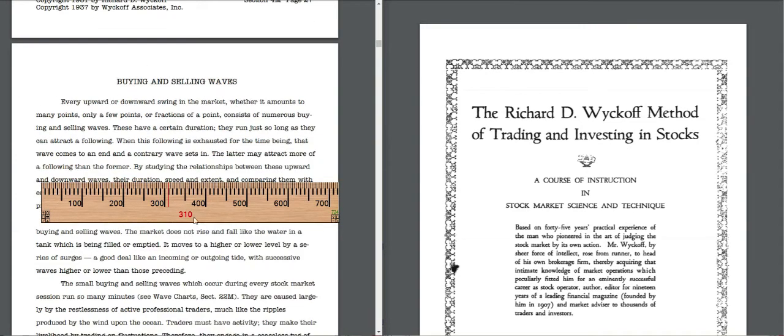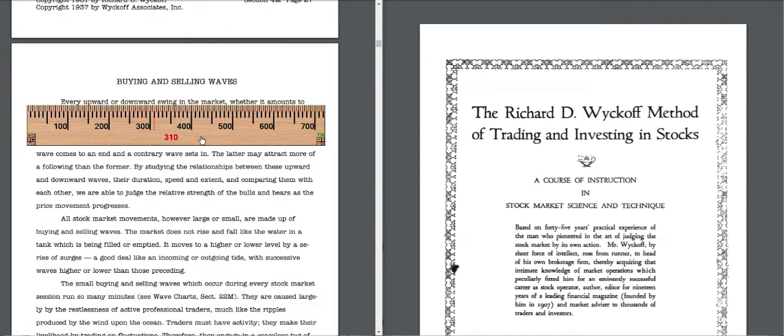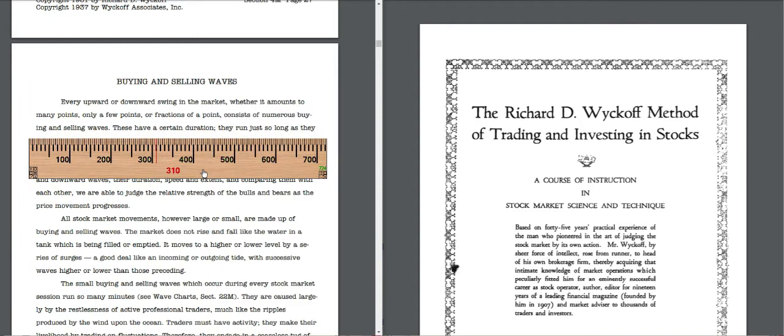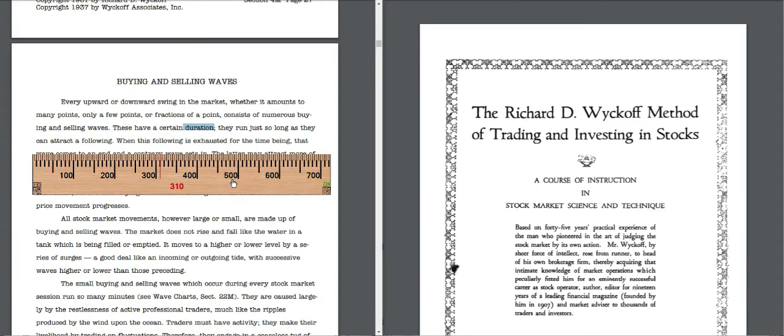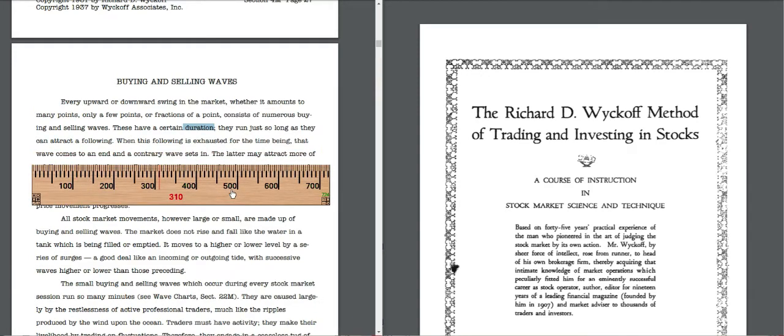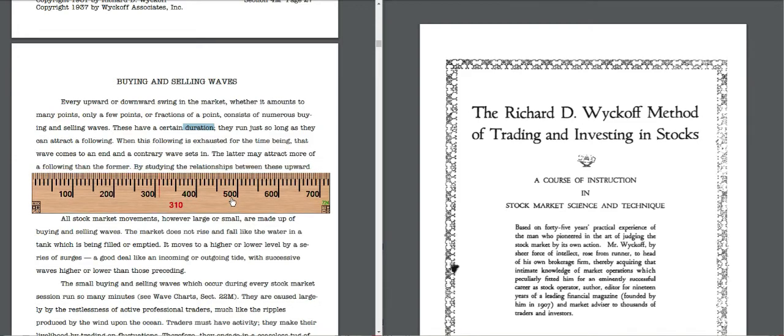All right, now having said that, let's go through this. Every up or down swing in the market, whether it amounts to many points or a few points, fraction point, consists of numerous buying and selling waves. They have certain duration. Duration is what? Time, meaning 15 minutes, 20 minutes, it's an hour long. They run just as long as they can attract a following. When this following is exhausted for the time being, that wave comes to an end and a contrary wave sets in. The latter may attract more of a following than the former.